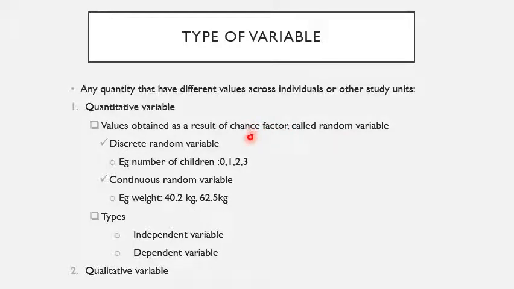We have two types of quantitative. First is the discrete random variable, such as number of children, number of people, like 1, 2, 3, 0. And the second one is the continuous random variable, which is a number that has decimals, let's say 4.2 kilogram or 62.5 kilogram. For the quantitative variable, we have two types. First is the independent variable. The second one is the dependent variable. I'll give you an example.